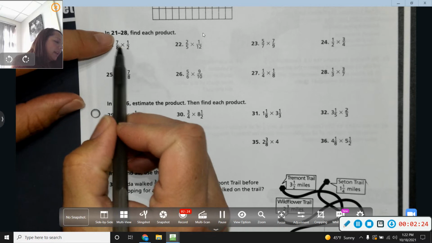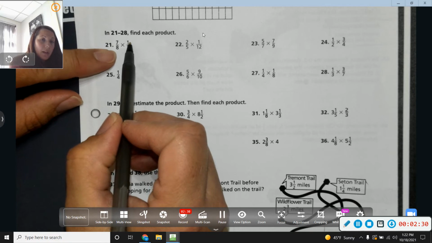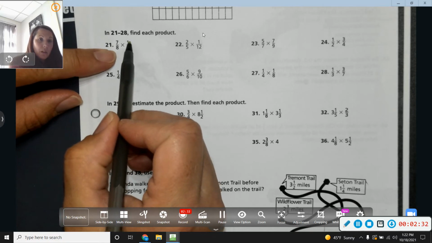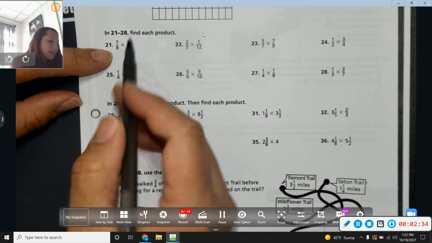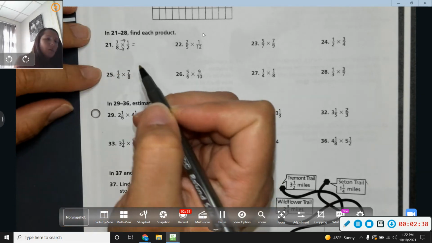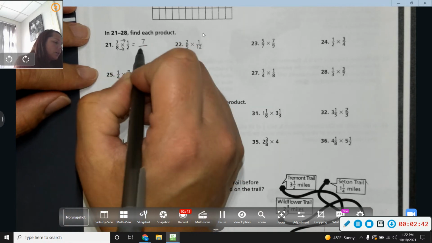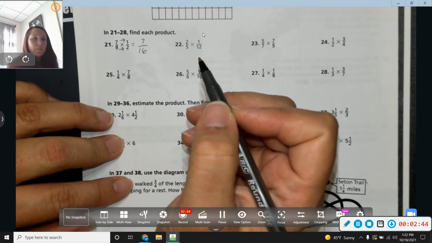So I cannot reduce 7 and 2. I can't divide anything out of both of them. The same with 1 and 8. If I have a 1, I can't go any lower. So 1 and 8 will stay the same. So what I do now is I just multiply straight across. 7 times 1 is 7. 8 times 2 is 16.